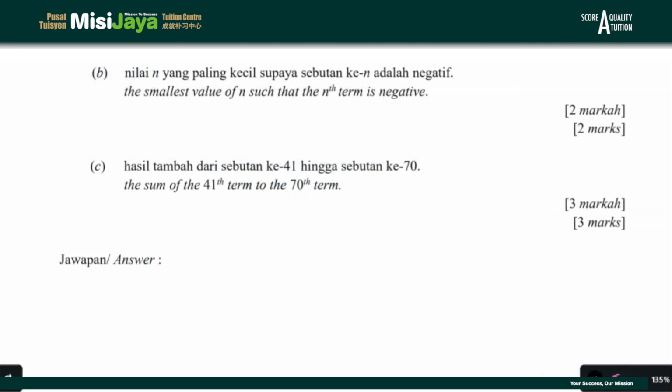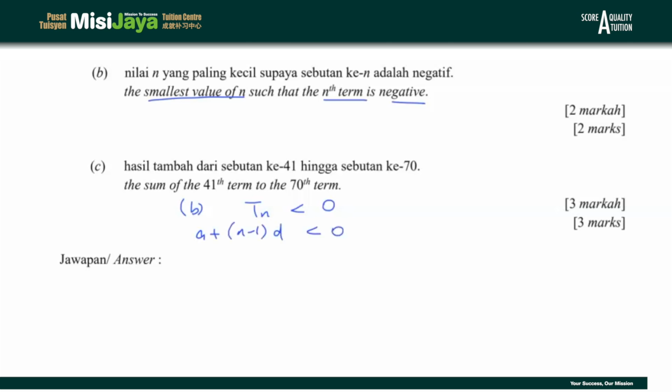Let's continue with question B. Find the smallest value of n such that the nth term is negative. So what they mean, I'm going to do it at the bottom here. For B, Tn is less than 0. The formula for Tn is what? A plus n minus 1 d, less than 0. Just now we got our A value is 173, so I'm going to put it inside.